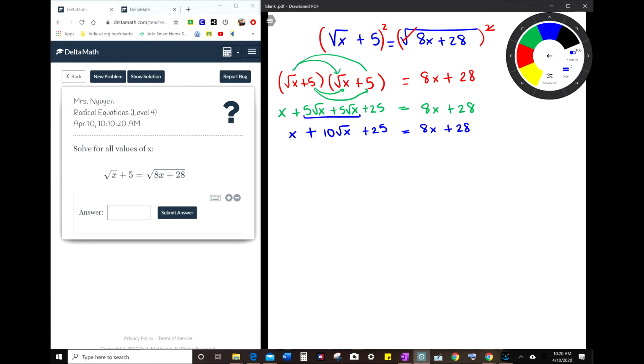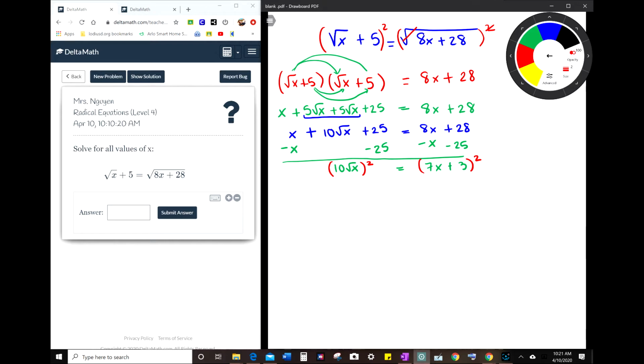In order to do that, we need to bring all the x and the 25 around the 10 square root x to the right side. So when you bring it to the right side, you do the opposite: subtract x, subtract 25. So now you have 10 square root x on the left side, and on the right side you have 7x plus 3. And again, just like the beginning, if you want to get rid of a square root, you have to square it up. And when you square up one side, you have to do the other side to keep them balanced.